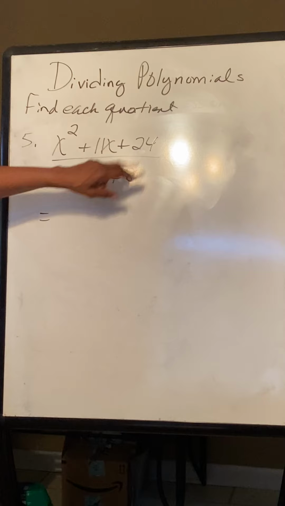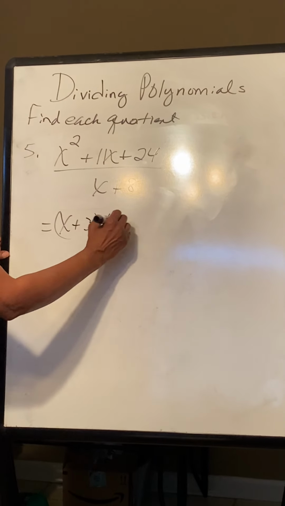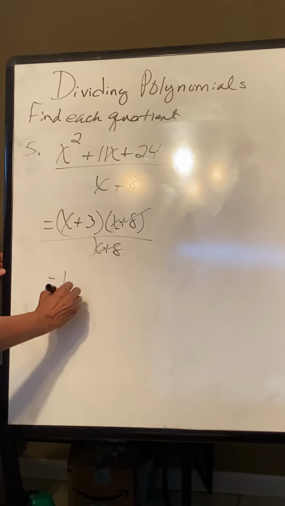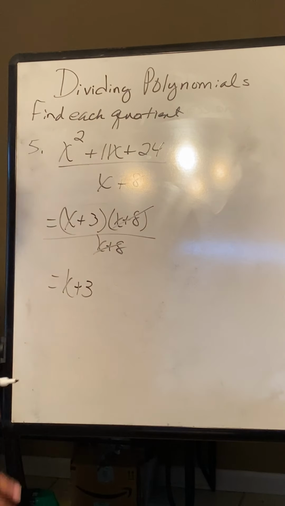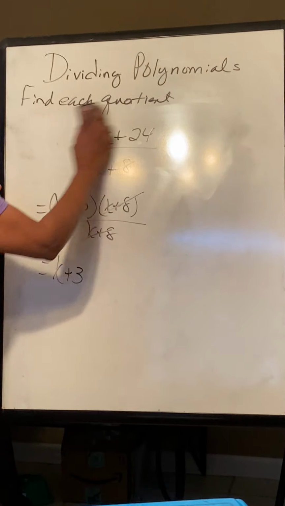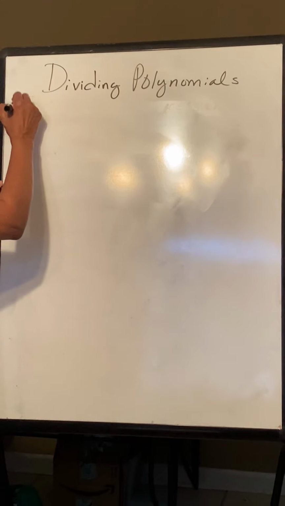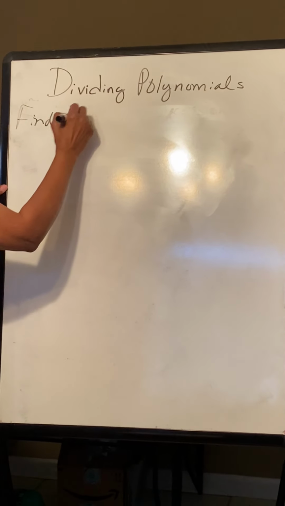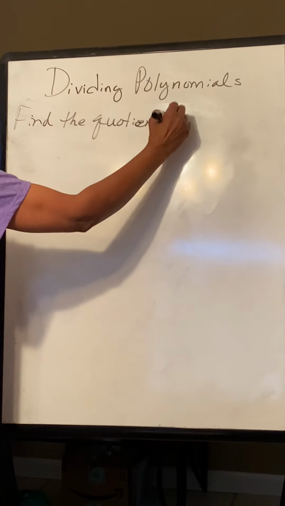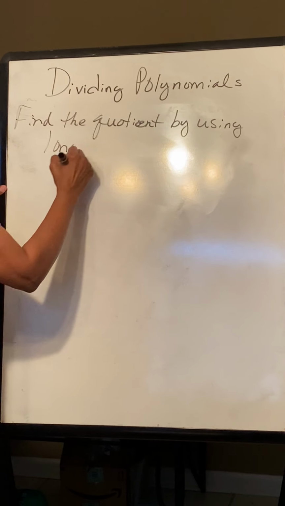Two numbers I can multiply and get 24, combine and get 11. Those numbers are a positive 3 and a positive 8. And again, I can cancel that out, and I'm left with x plus 3. Okay? So you will be able to do that sometimes, but not all of the time. So we're going to do what we call long division. So we're going to find the quotient by using long division.